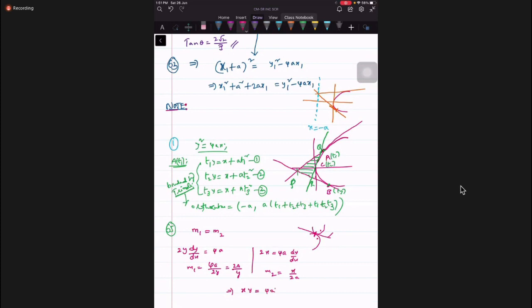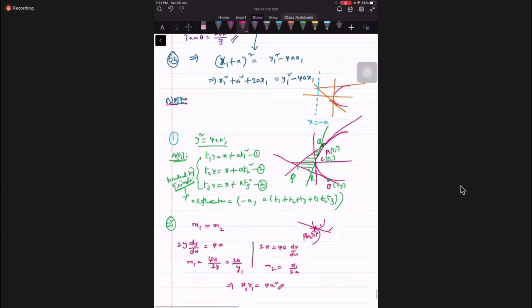xy = 4a². We got the locus directly, no? No need to do anything, because we found both slopes at their point of intersection only. So here I need to use x1 and here y1, therefore x1y1 = 4a². Yes, next question.